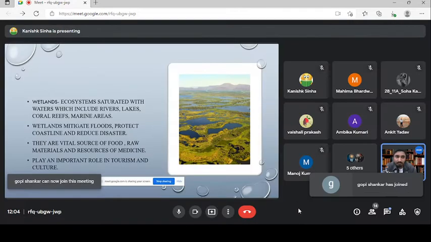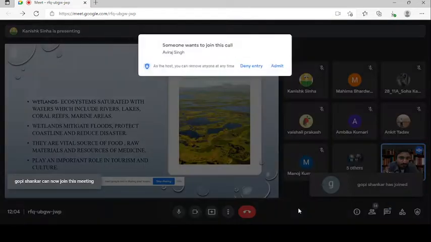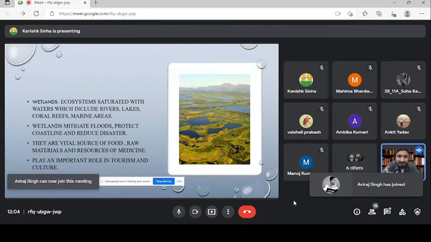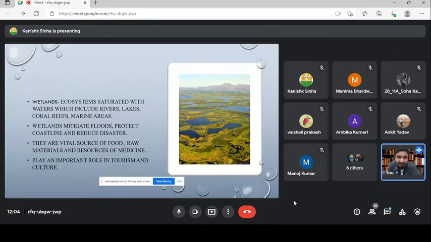So first of all, what is important to understand is what a wetland is. Wetlands are ecosystems which are saturated from all sides, as you can see from the diagram. They have the river, they have the coastal water, they have the coral reef, they have the marine area. So what is shown in the diagram is a wetland. Now this wetland is a source of many things. It is a source of tourism, a source of culture, a source of food. It provides you raw material. They are the source of medicine.